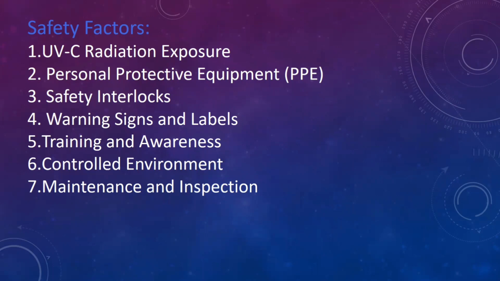Maintenance and inspection. Regular maintenance and inspection of UVC equipment are necessary to ensure its proper function and safety. This includes checking for any damage to the equipment, monitoring UVC light intensity, and replacing bulbs or lamps as recommended by the manufacturer.